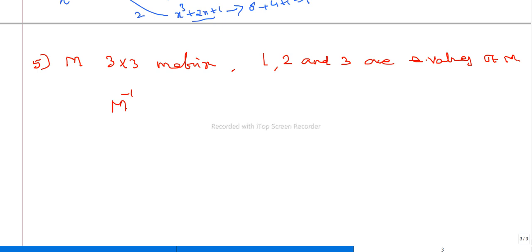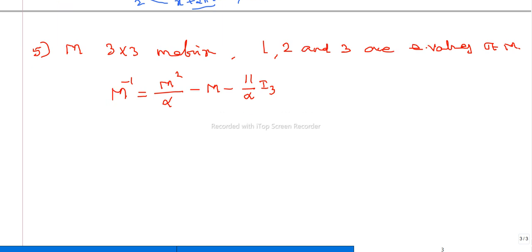We can write M inverse equal to, suppose, M square by alpha minus M minus 11 by alpha times I3, where I3 means the identity matrix, for some scalar alpha. Alpha is non-zero. Find alpha. What is the value of alpha?